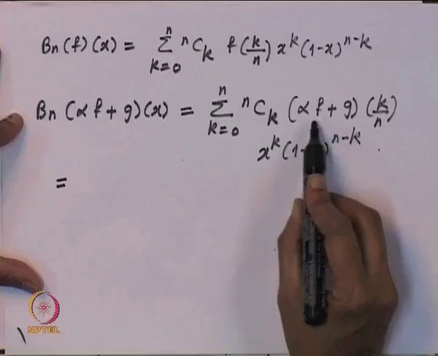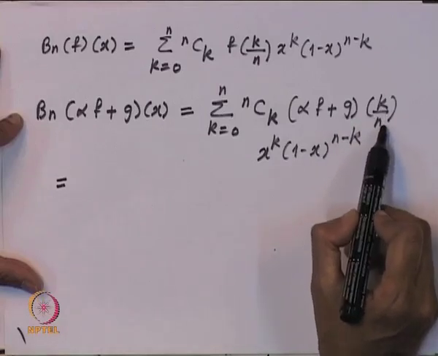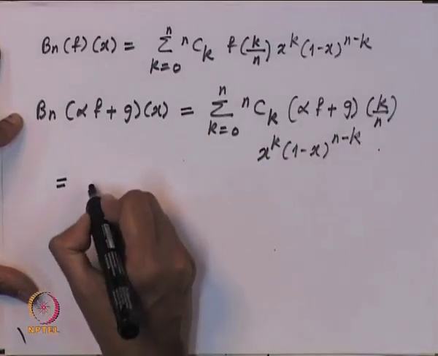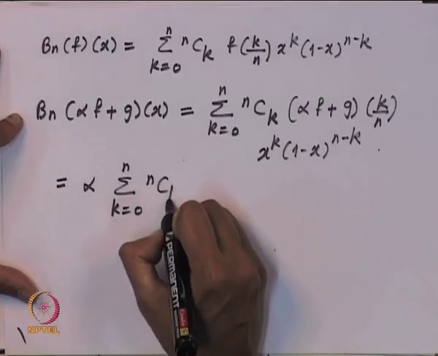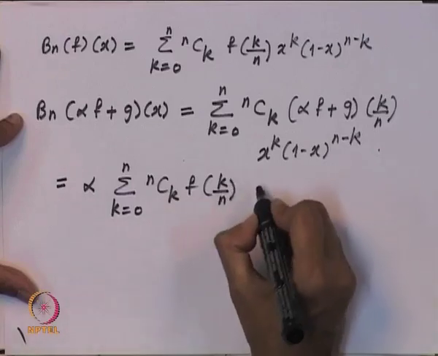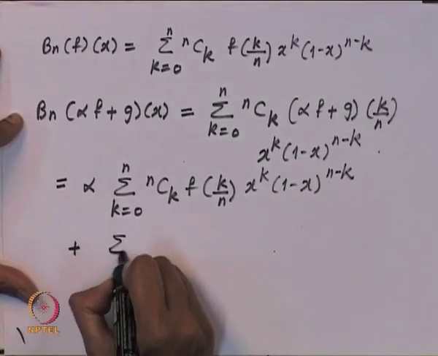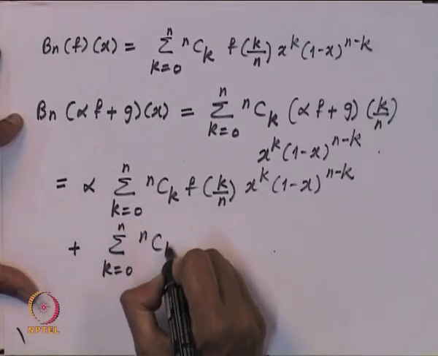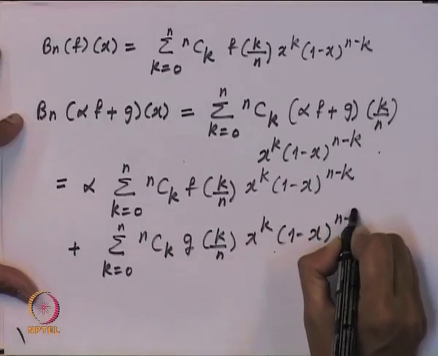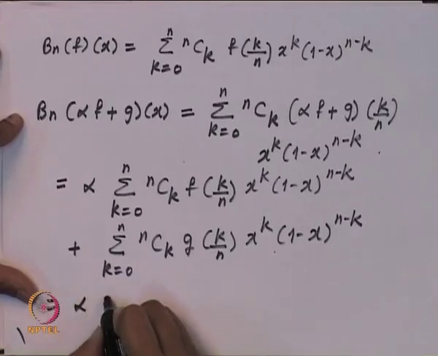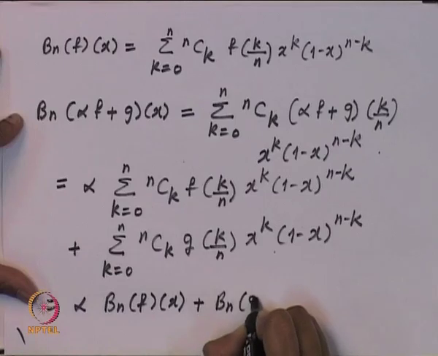Now, this will be equal to alpha f plus g at k by n, which is alpha times f of k by n plus g of k by n. So, let us take alpha common and split the sums. This will be alpha times summation k going from 0 to n, n c k, value of f at k by n, x raise to k, 1 minus x raise to n minus k, plus summation k going from 0 to n, n c k, value of g at k by n, x raise to k, 1 minus x raise to n minus k. So, this is alpha times Bernstein polynomial of f at x plus Bernstein polynomial of g at x.